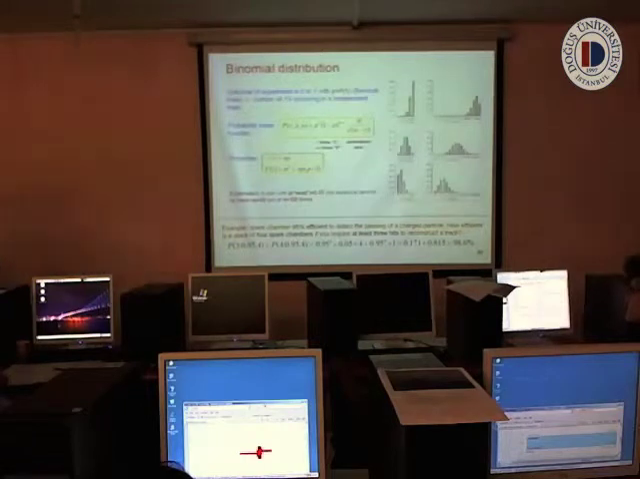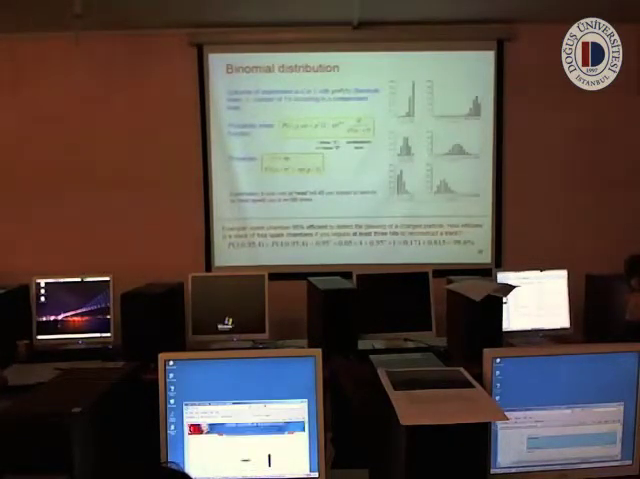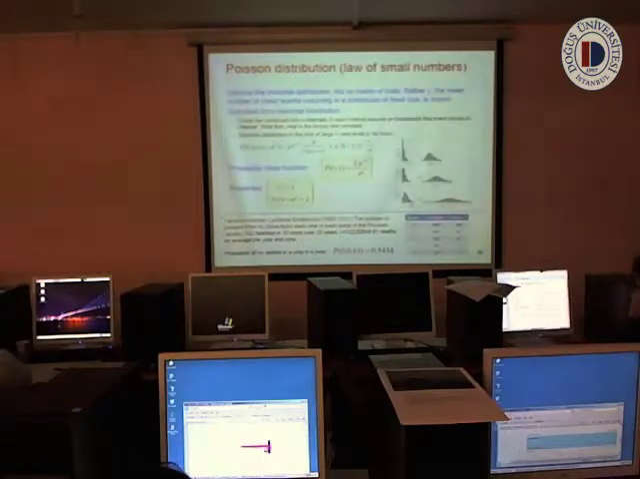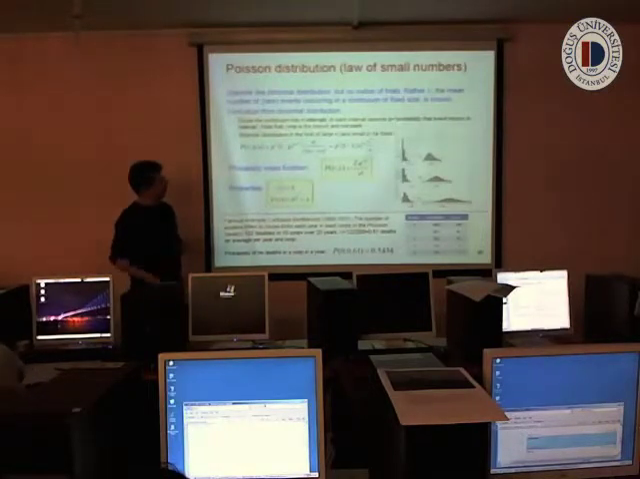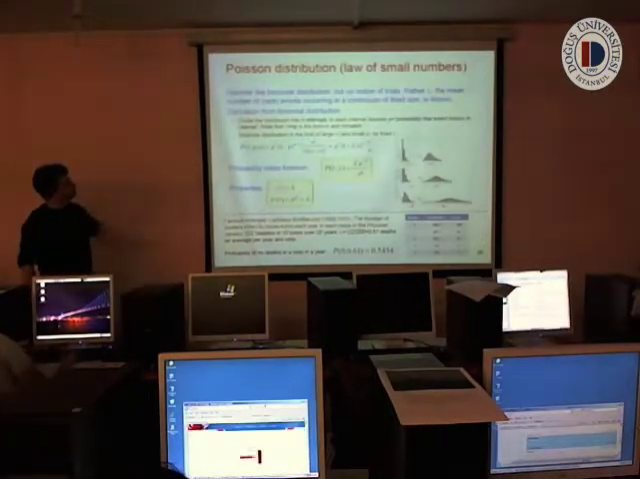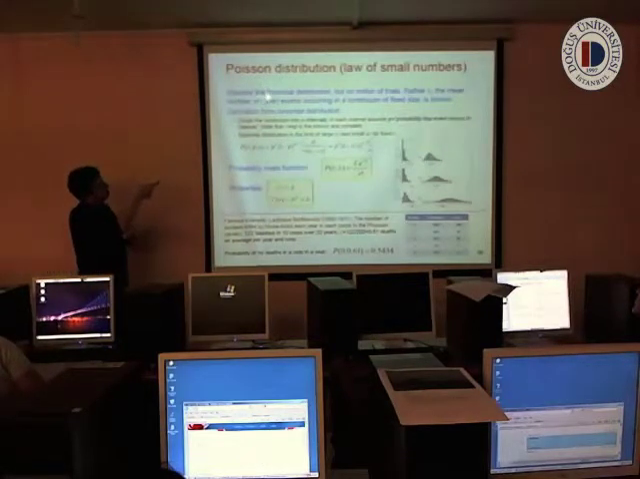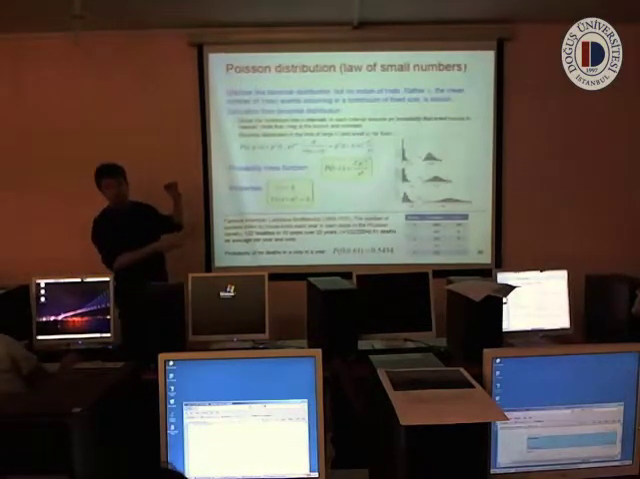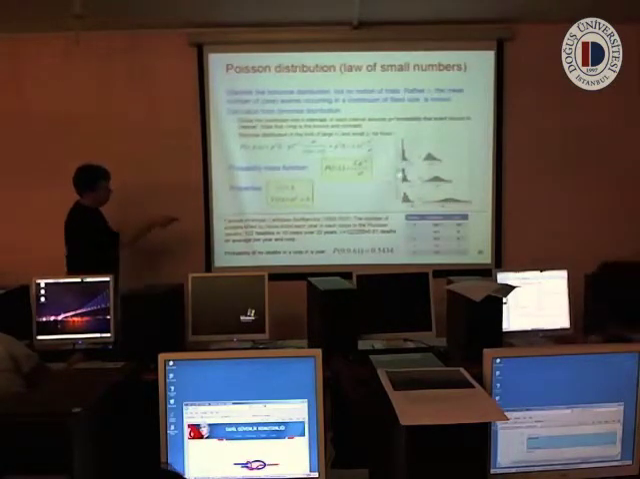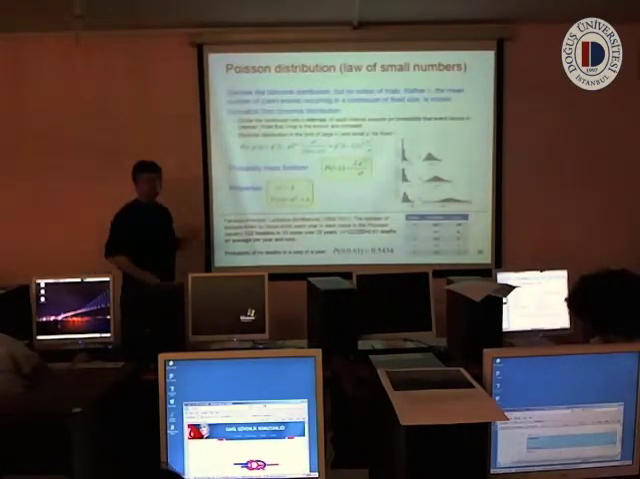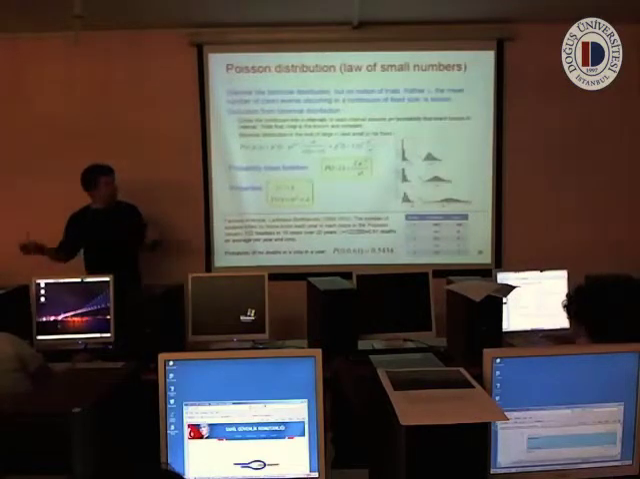So that is a very trivial distribution that one can easily visualize. For a Poisson distribution, it's something that is a bit more difficult to understand. It is a discrete distribution for integer numbers, but there's no notion of trials. You don't have n trials.